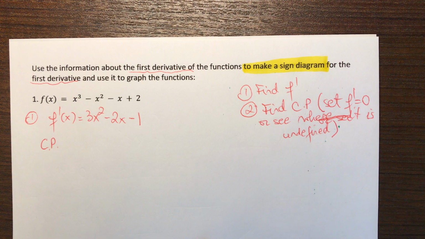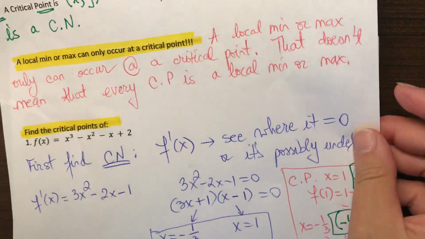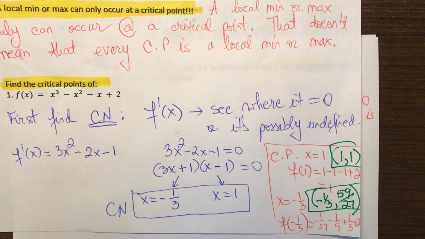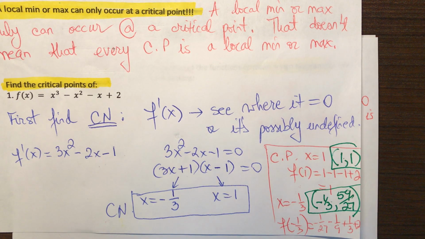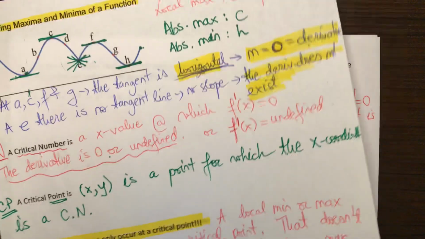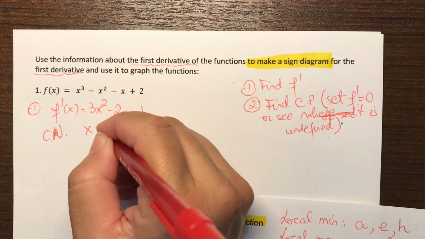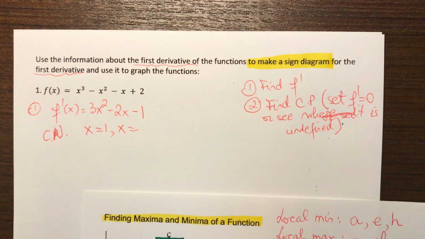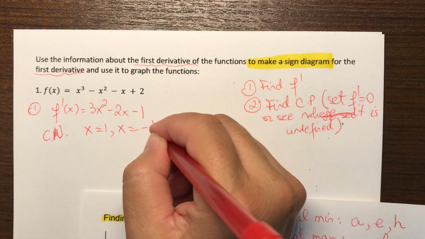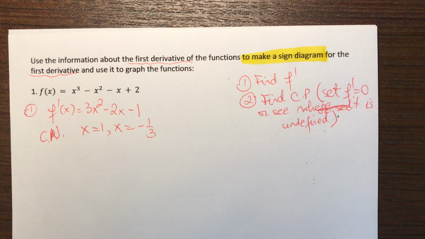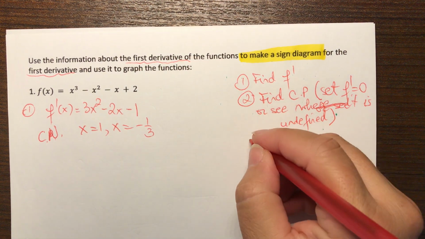I'm going back to our problem. We're finding first, remember, the critical numbers, yes, by setting the derivative equal to 0. Then we plug into the function to find the y values as well. So we did find the critical numbers. Let me write the critical numbers first. They were x equals 1 and x equals -1/3. Okay. All right. The next step would be what? Make that sign diagram.